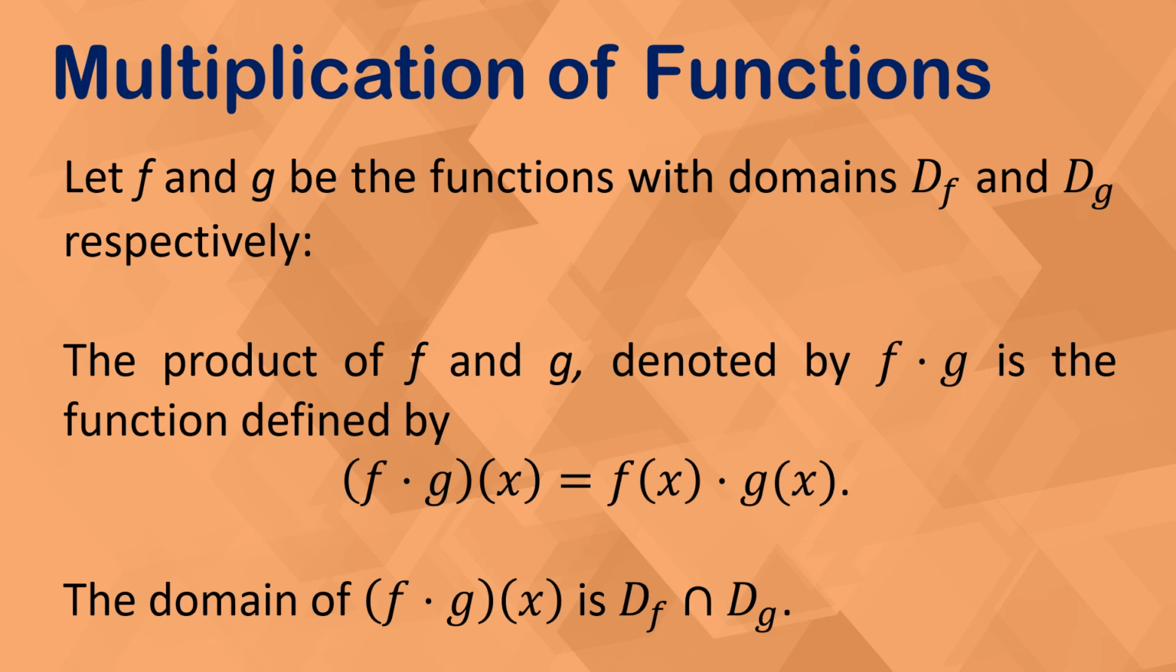We have the third operation, which is the multiplication of functions. Still, we will use the two functions f and g with domains d sub f and d sub g respectively. The product of f and g, denoted by f times g, is the function defined by f times g of x, which is equal to f of x times g of x.